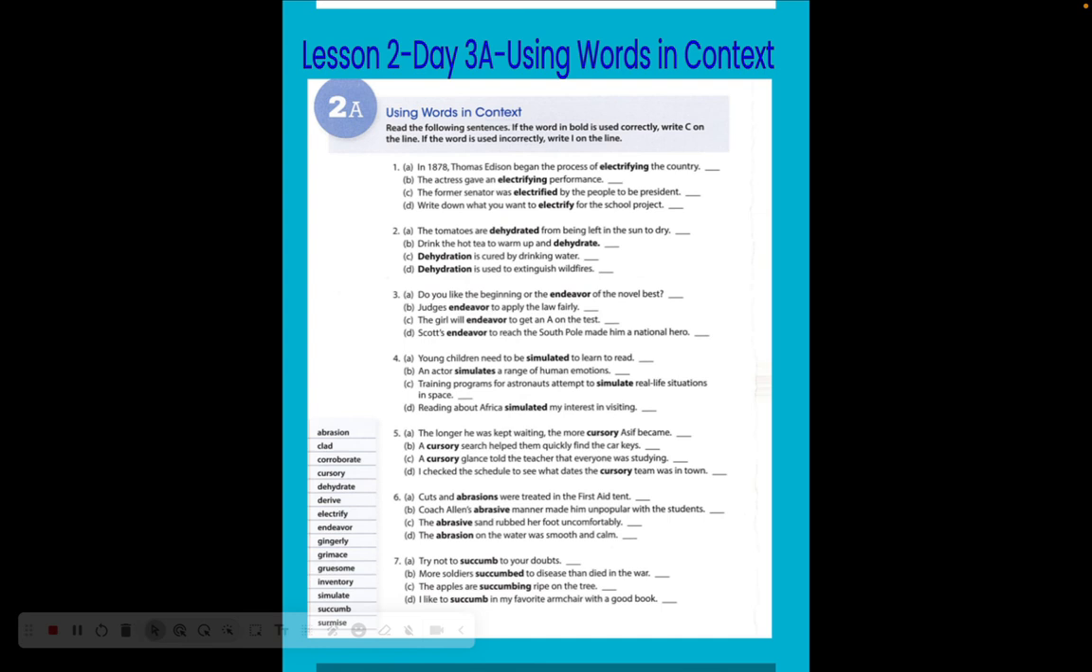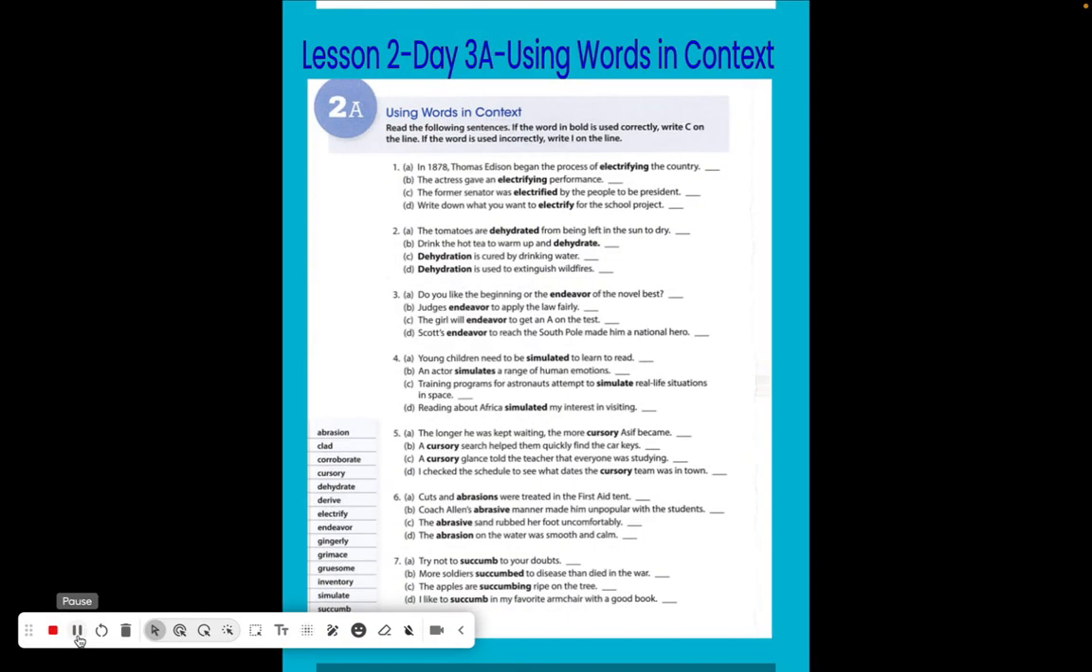Scott's endeavor to reach the South Pole made him a national hero. Again, that was a goal, an endeavor. So that is correct. So in number 3, we only have one incorrect, and that would be A. All right, let's look at number 4. Take a minute and try this one on your own.